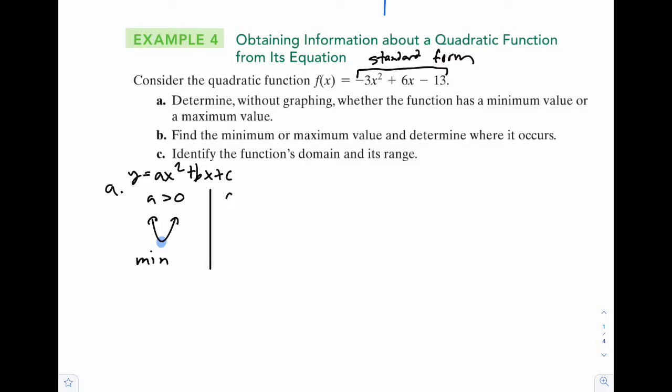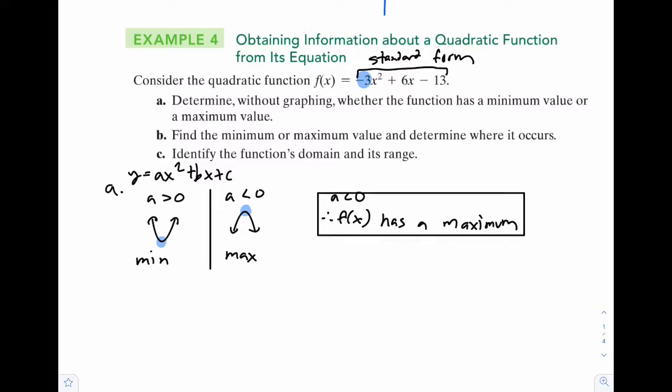Now, if a were negative, then it would look like this. And I can see it would have a max value. So for our problem here, I can see that if I look at this negative 3, a is less than 0. Therefore, f of x has a maximum. And that's it for that question. Pretty straightforward.